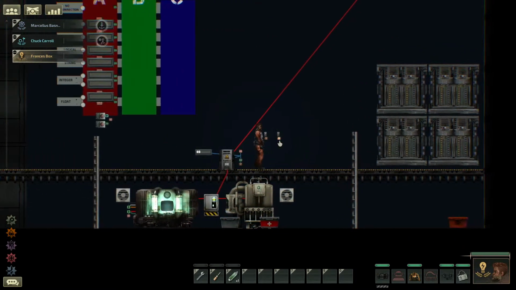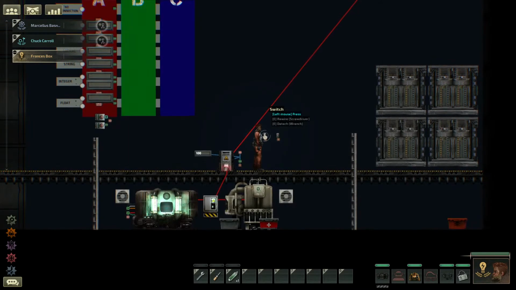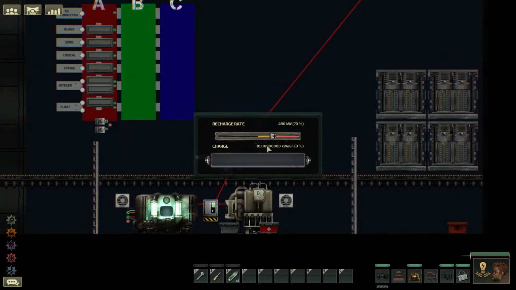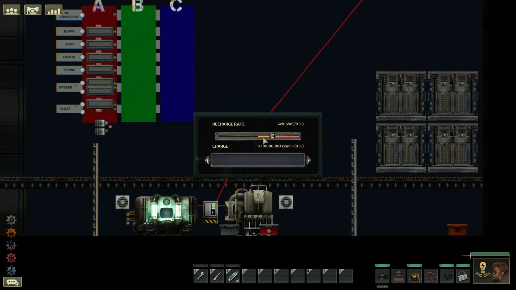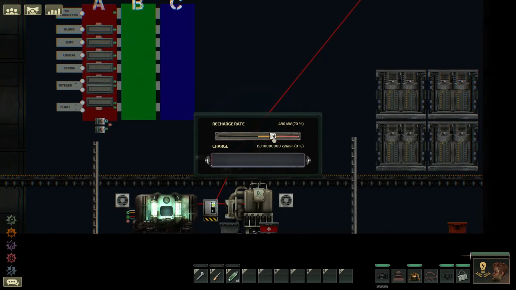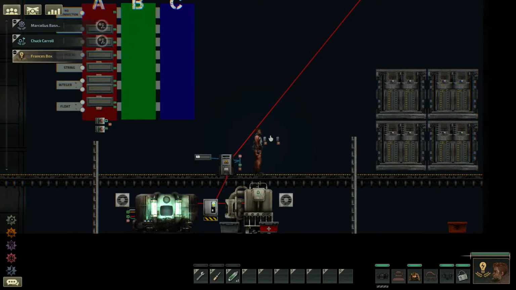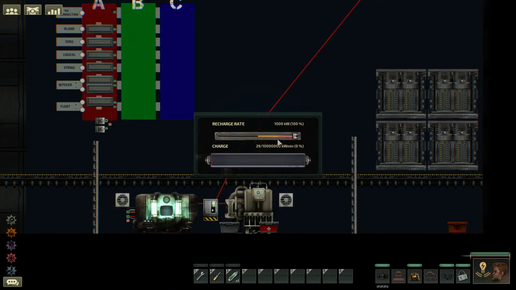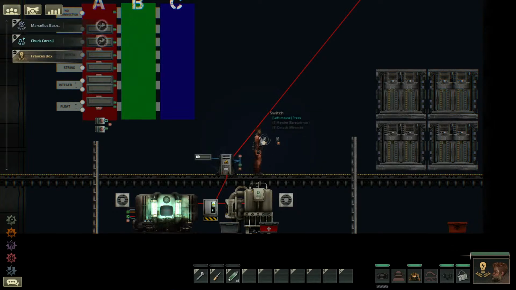All right, so it says current charge rate is 69. See the way it starts taking damage immediately? And it's slowly climbing. Yeah, see, 70%. Current charge rate is not too high. But if we set this to 100, that's not super fast.